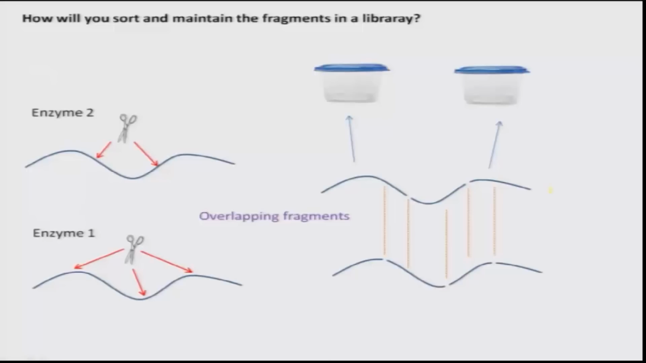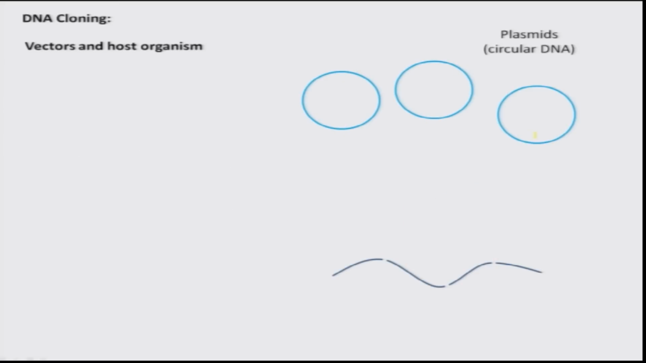By doing this, we have digested the DNA and you have fragments, and we are able to put them in different containers. So what are these containers? I just told you that these are vectors. So what are vectors? There are various types of vectors available. What is being discussed is the simplest form of vector called plasmids.